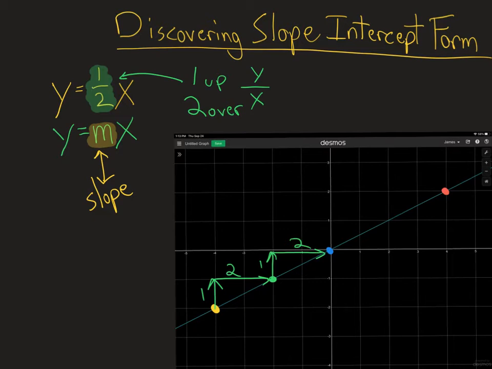Now, where should we start that line? If we had a blank slate here, we would always start at 0. So even though I started there, the starting place would be at 0 on this line. Up 1, over 2. Up 1, over 2, and I will continue to get points on that line that I can graph.